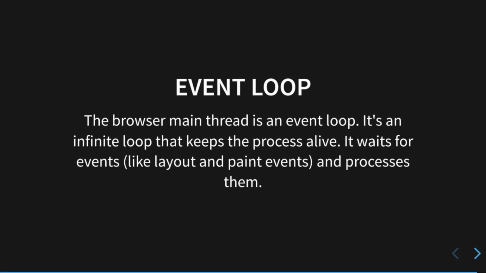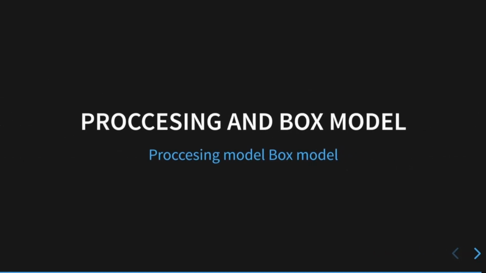Event loop. The browser's main thread is an event loop. It is an infinite loop that keeps the process alive. It waits for events like layout and paint events and processes them. So we have the processing and the box model. Here's a link to the specification.